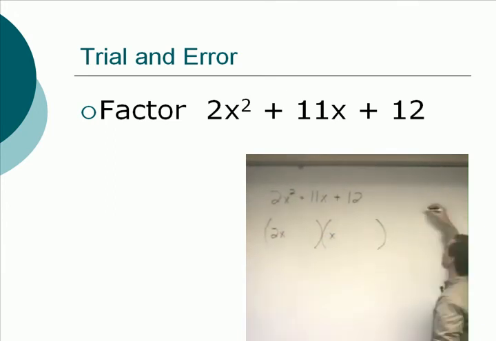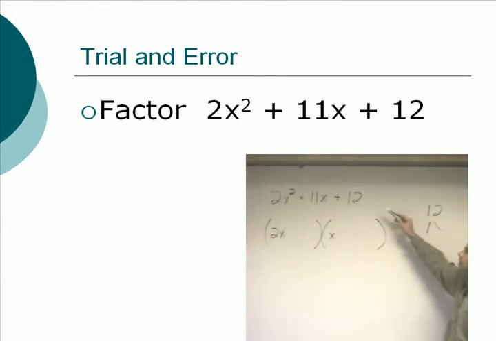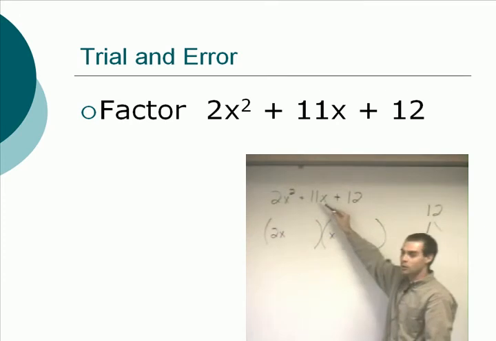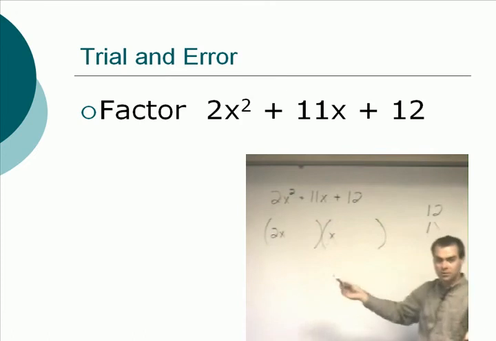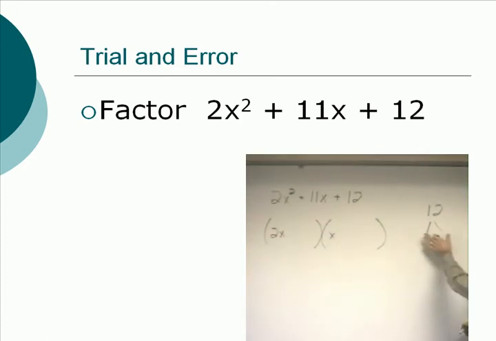Now we're going to go over here to the other end, and we kind of do the same thing we were doing before, 12. Now, these two factors have to multiply to give 12, but they don't necessarily have to add up to 11 because this 2 throws a rock into it. Let's just try some examples. So we just trial and error. 12. Give me two factors of 12. 6 and 2. Let's just try 6 and 2.